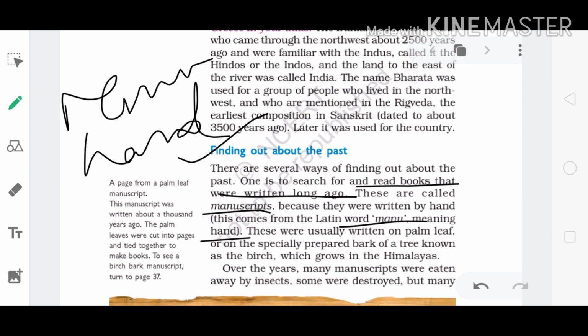These were usually written on palm leaves or on specially prepared bark of a tree known as the birch. For example, this is a tree, so the cover, the skin area, is known as birch, and mostly these trees are found in the Himalayas. All right. So first of all, we learned about manuscripts, which are old books written with the help of hand, on palm leaves, and sometimes on the bark of a tree known as birch, and this tree basically grows in the Himalayas.